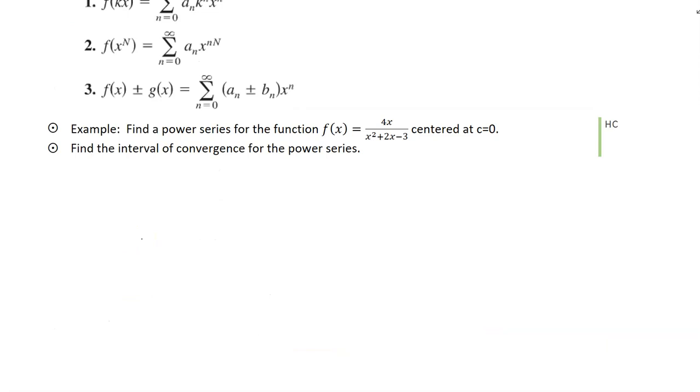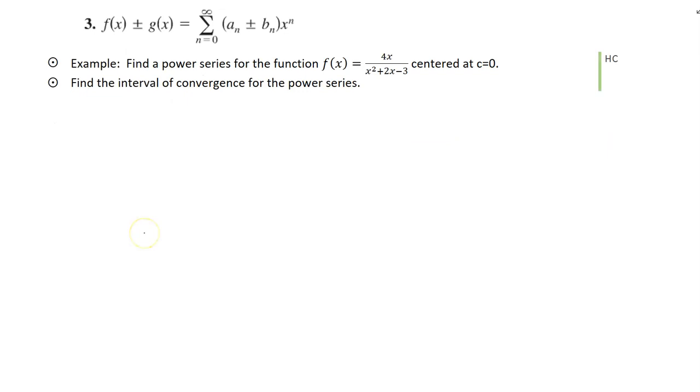It says find a power series for the function 4x over x squared plus 2x minus 3 centered at c equals 0, and find the interval of convergence for the power series. So when I see something like this, the first thing that comes to mind is partial fractions, because I've got something in the denominator that will factor, and I know that if I can get this down to linear denominators, then I can work with it and make a lot more sense. So I'm going to do the partial fraction decomposition.